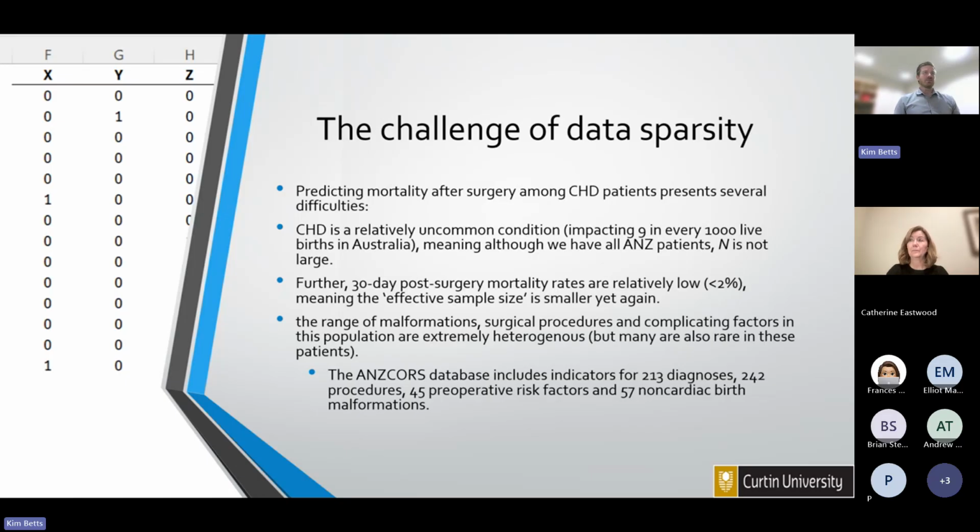And then compounding this is the huge range of malformations, surgical procedures, and complicating factors in this population. So we've got 213 diagnoses, 242 procedures, 45 preoperative risk factors, and 57 non-cardiac birth malformations, because malformations tend to cluster. If a child has a malformation in one system, one organ, they can have one in another, maybe even some of the common genetic malformations as well. I'm not sure malformation is the right word for genetic, but okay.